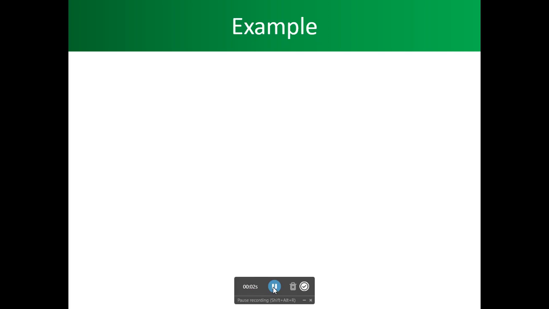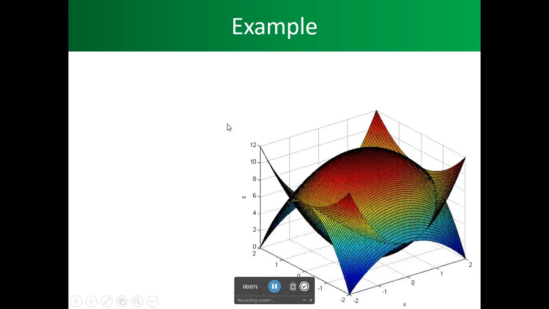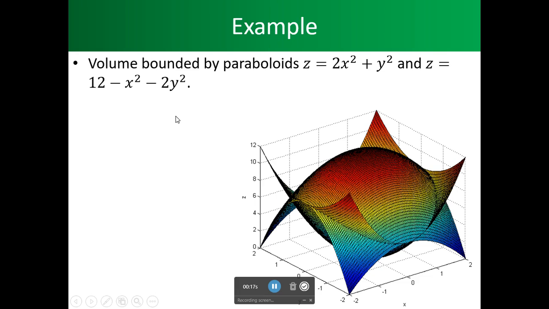Okay, it's time for another example. So let's see what we can do here. As you can see, this is three-dimensional, x, y, and z, clearly indicated here. Volume bounded by two paraboloids. z equals 2 times x squared plus y squared, and z equals 12 minus x squared minus 2y squared.